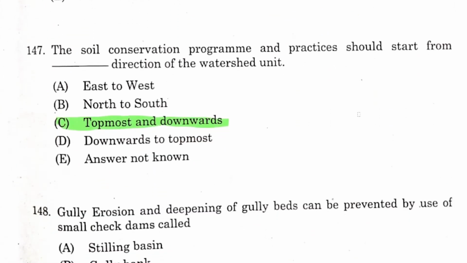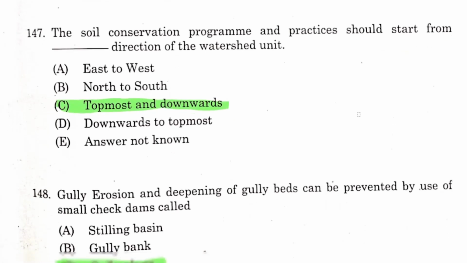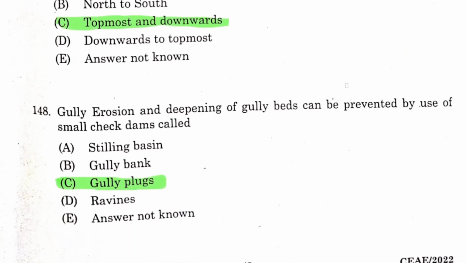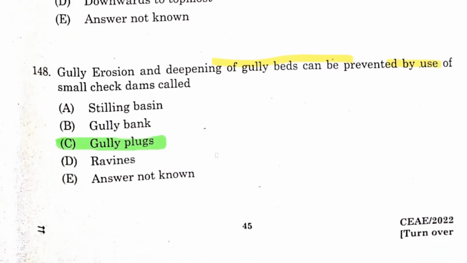Next, the soil conservation program and practices should start from dash direction of the watershed unit, that is, starts from topmost and goes downwards. Next, gully erosion and deepening of gully bed can be prevented by use of small check dams, that is called gully plugs.